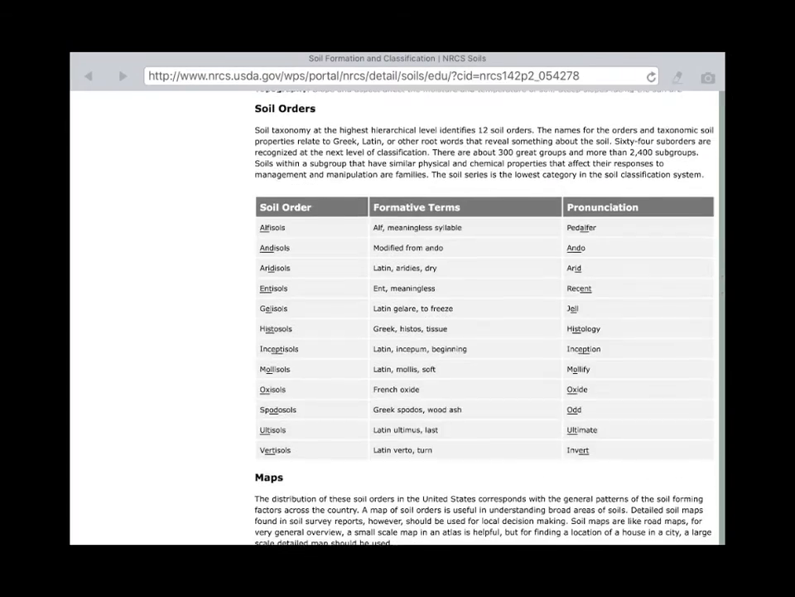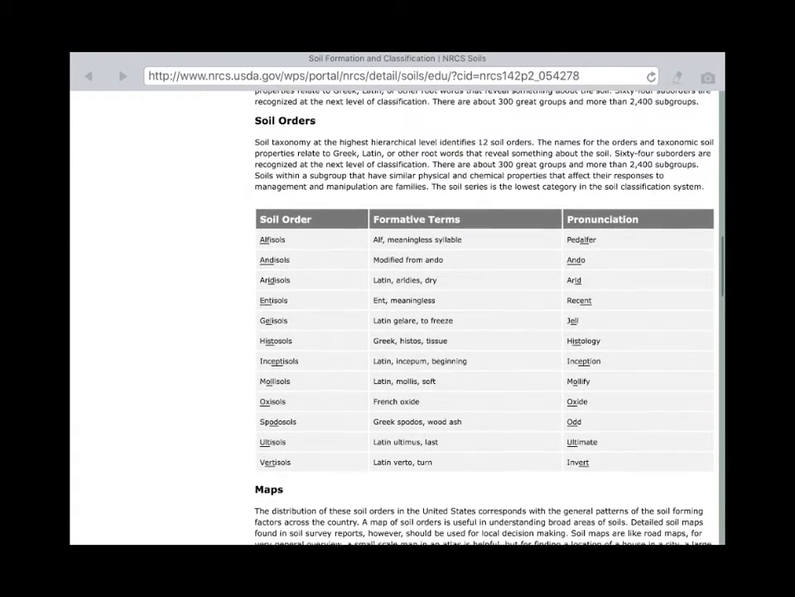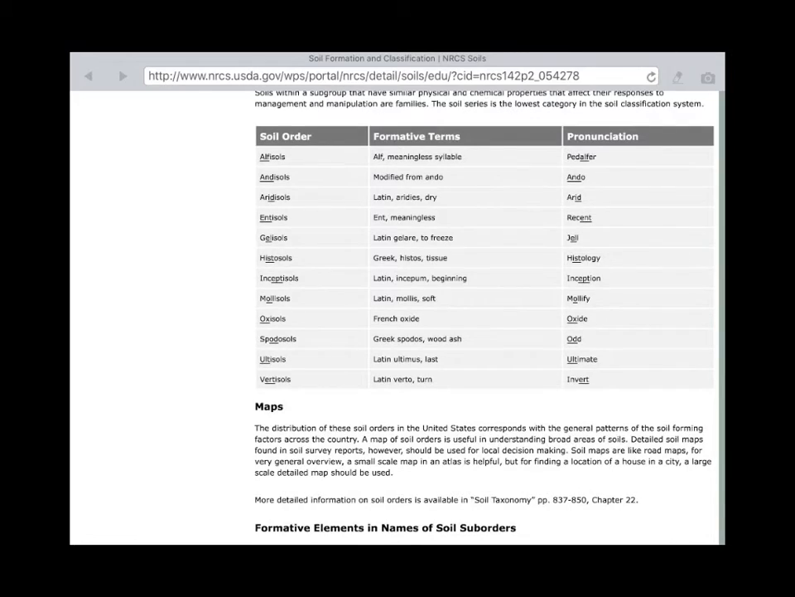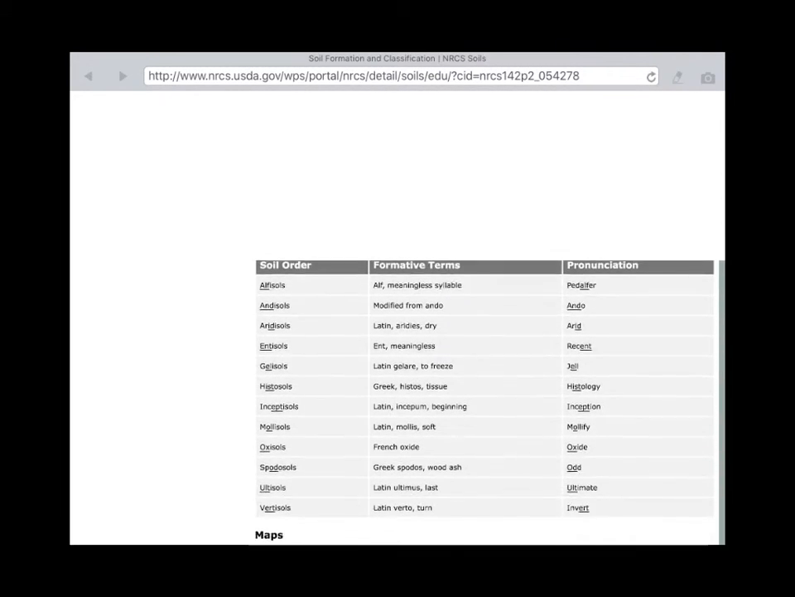And there are different soil orders, just like there are animal orders. Everything has a kingdom, phylum, class, order. Well, soils are also put in different orders. And here's the different orders. And I'm not sure what we have in our area, but you could look it up in the soil survey book.